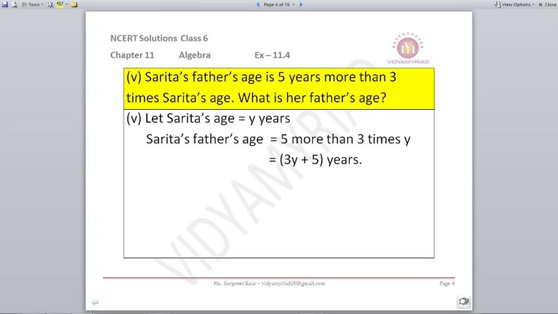Sarita's father's age is 5 years more than 3 times Sarita's age. Now Sarita's age is Y years. 3 times Sarita's age means 3Y, and in 3Y we need to add 5 more. So plus 5. So Sarita's father's age is 3Y plus 5.